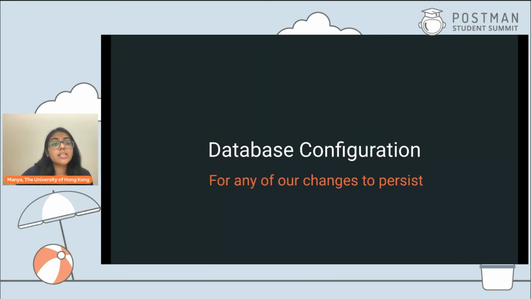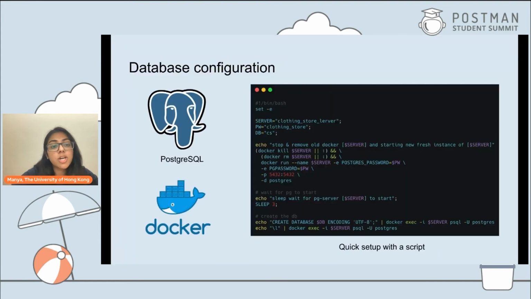Now, it's very important for any of this to make sense only with a database configuration, right? Because you want all your changes to persist. So you can do that via Postgres, and a very easy way to set up Postgres is through Docker. So here is a small snippet of a quick setup where you can set up Postgres via a Docker script. I can share this with everybody later on, not much time to get into the details of this.